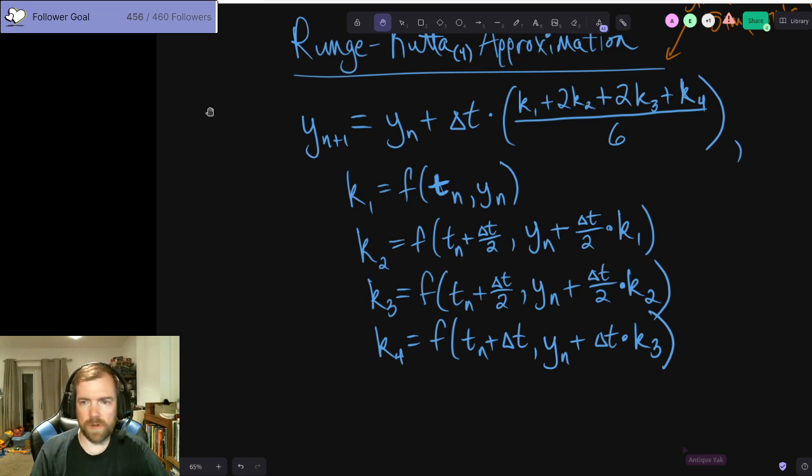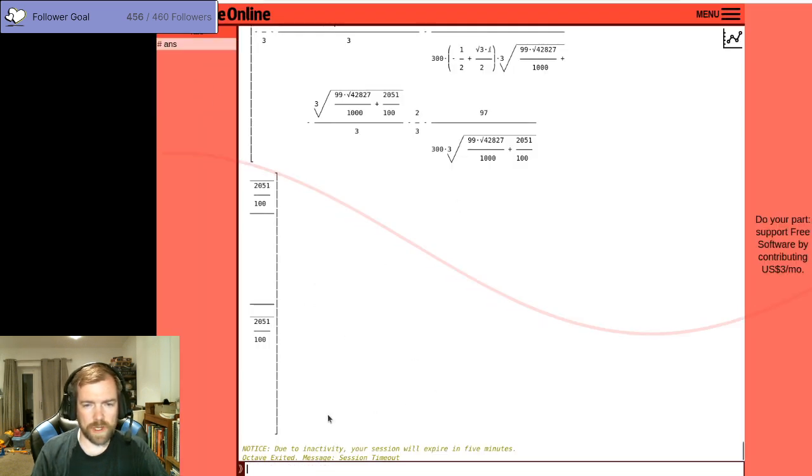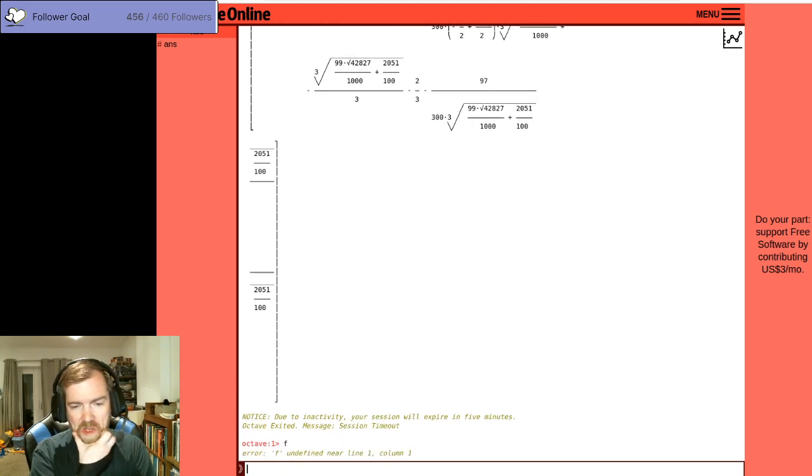Alright, so in order to do Runge-Kutta for this one, reconnect. Right, this is where it gets fun. So we've got to say, first off, what is f? F is undefined. Cool, so this started over on us. Oh, right. You can see over on the left, the vars is completely clear except for answer.